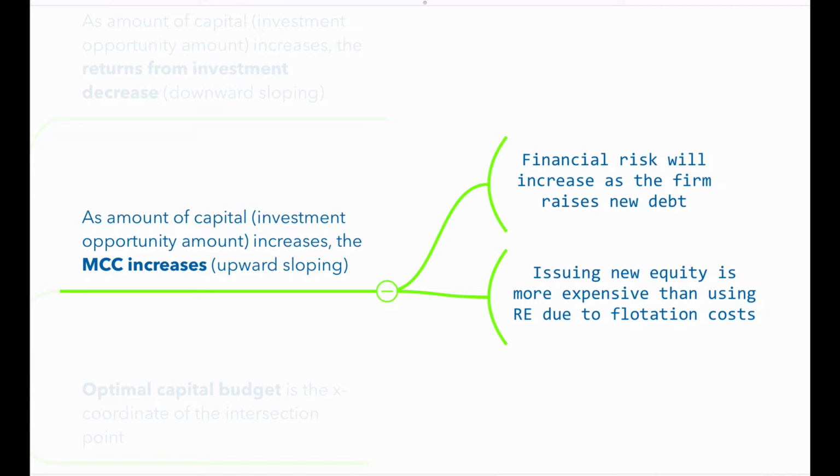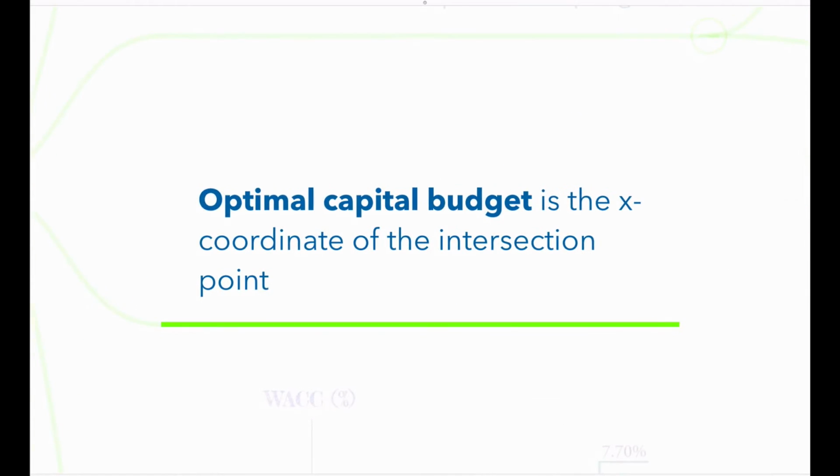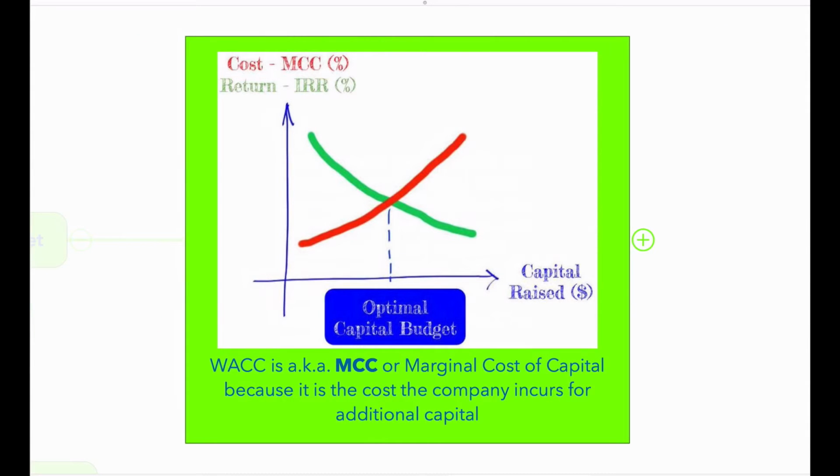And if that new capital is raised through issuing new equity, it raises the cost of capital as well because of flotation costs. Now, the x-coordinate of the point at which these two lines intersect, the green and the red lines, is the optimal capital budget. So the optimal capital budget is that amount of capital raised and invested at which the marginal cost of capital is equal to the marginal return from investing. In other words, the optimal capital budget occurs when the marginal cost of capital intersects with the investment opportunity schedule, which is the downward sloping green line.